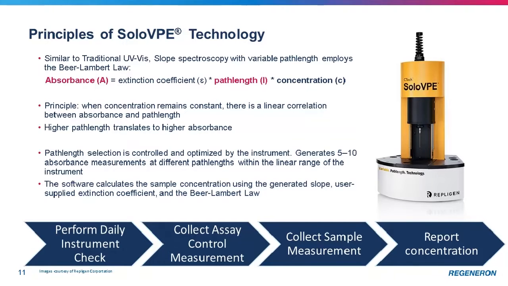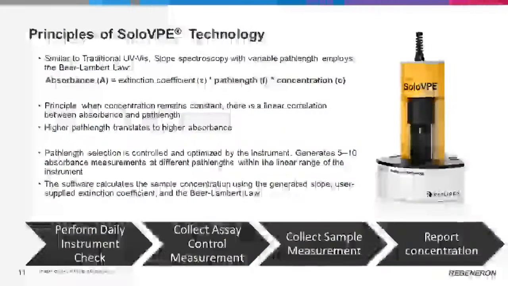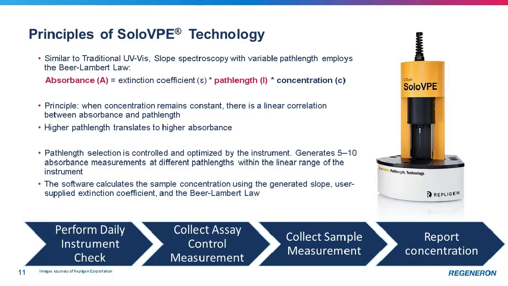Some of the key features of the SoloVPE are that path length selection is controlled and optimized by the instrument. The instrument generates 5 to 10 absorbance measurements at different path lengths within the linear range. In addition, the software calculates the sample concentration using the generated slope, the user-supplied extinction coefficient, and the Beer-Lambert law. These key features of the SoloVPE drastically simplify the workflow of the QC protein concentration method.